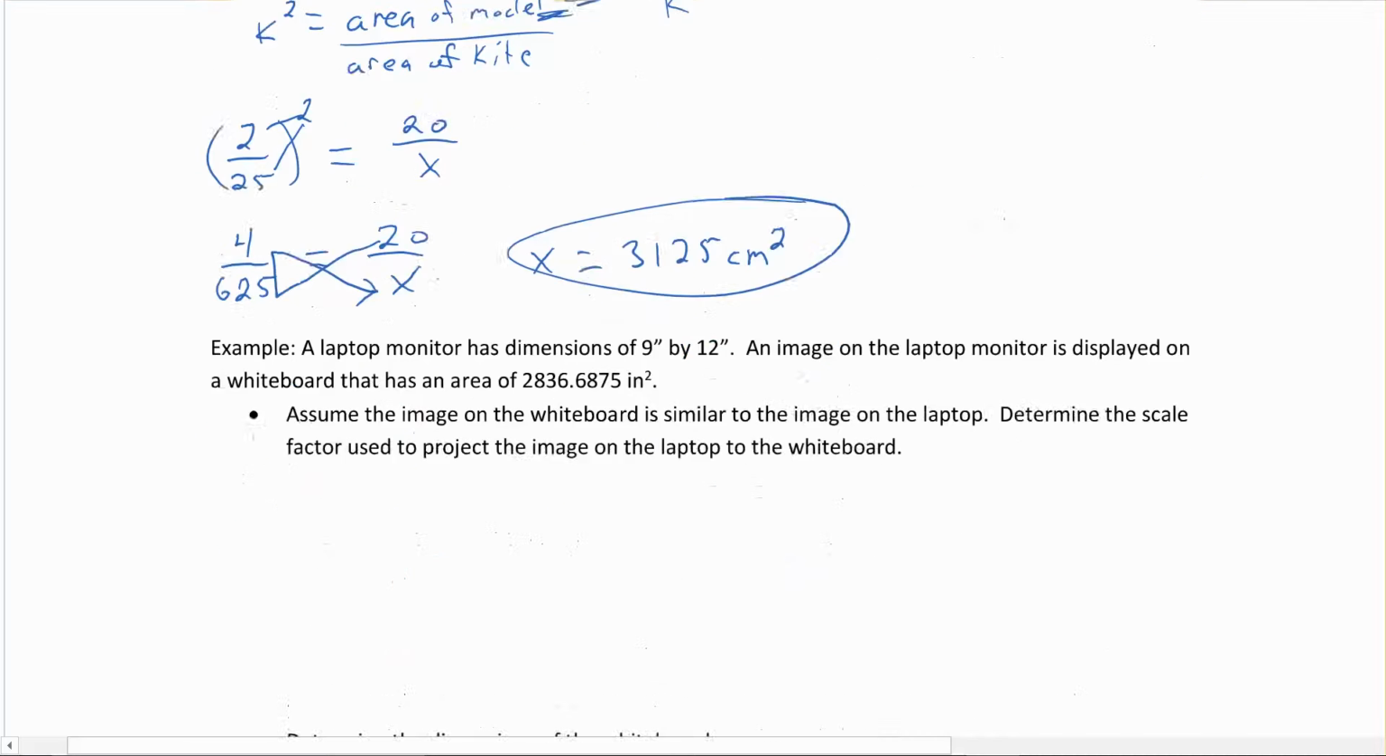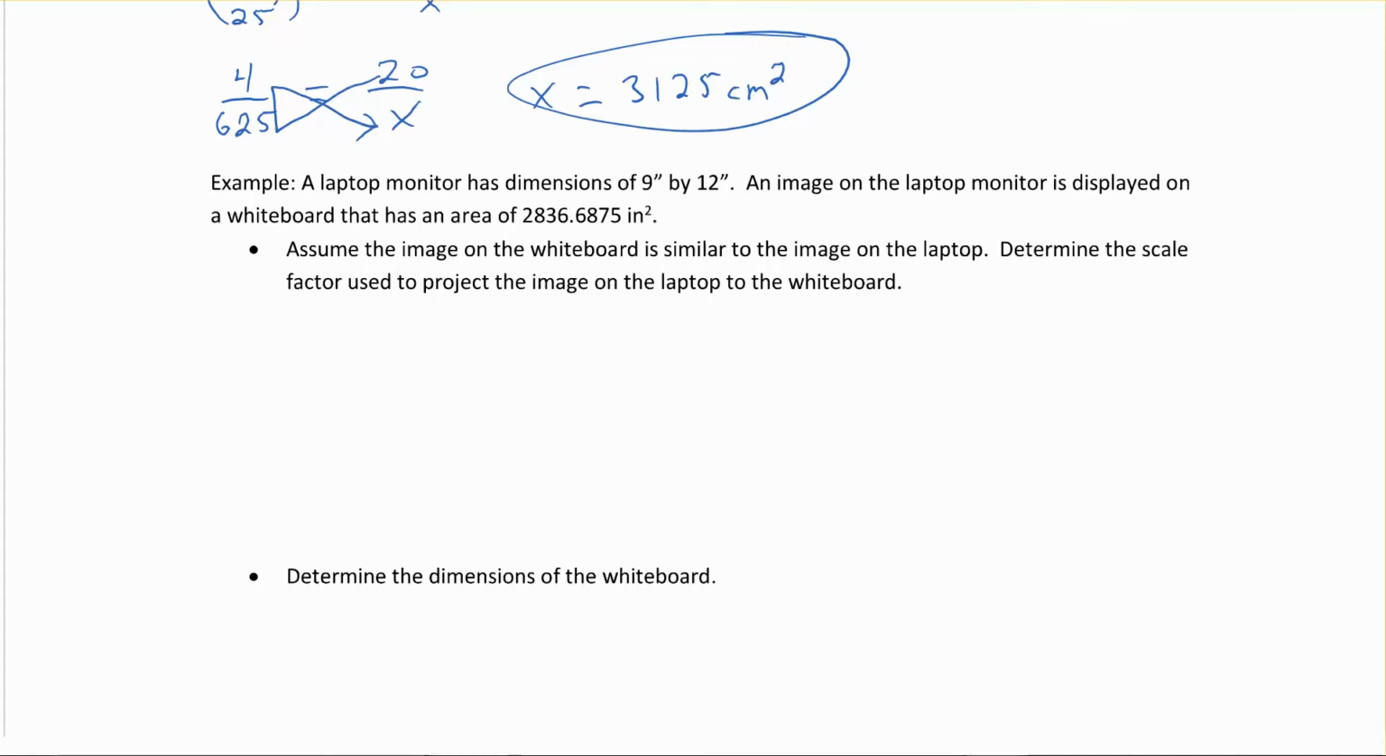All right. So I'm going to let you guys go ahead and do this one. I'll give you a couple hints here. It gives you a laptop with monitor dimensions and a new image. So you're going to have a laptop with these dimensions, 9 by 12.